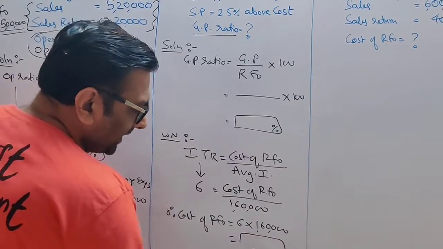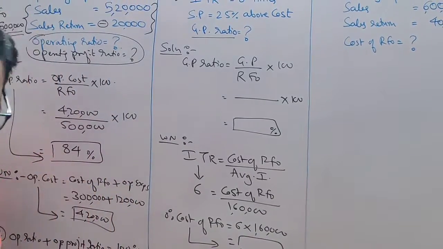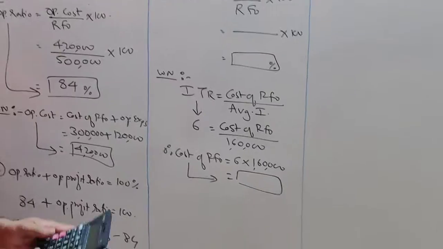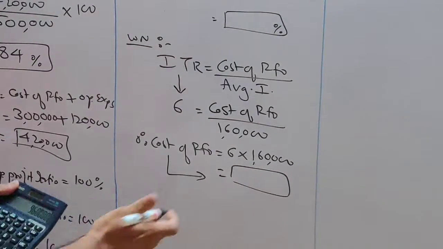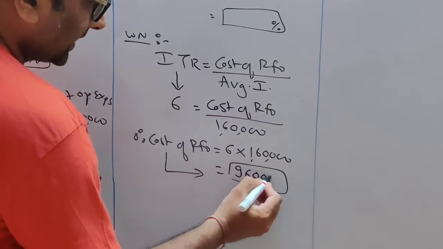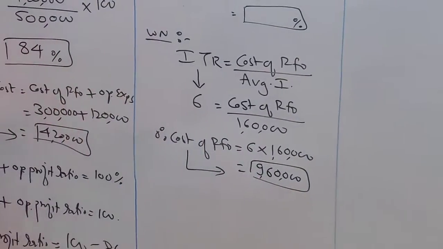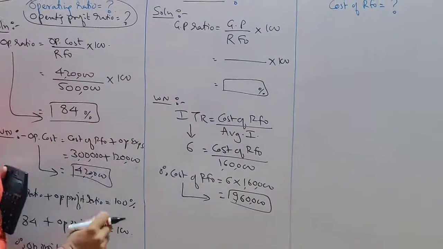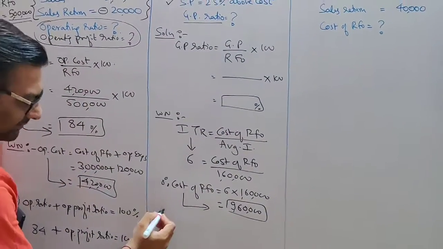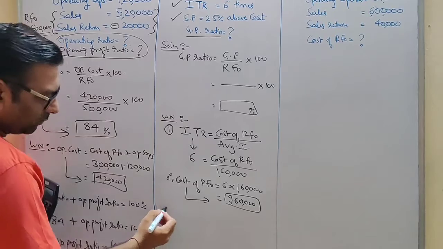1,60,000. So if you multiply this, you will get to know the cost of RFO. 1,60,000 into 6, that is 9,60,000, is your cost of RFO. I need RFO and gross profit. Now use this relation. So this is working note number 1.